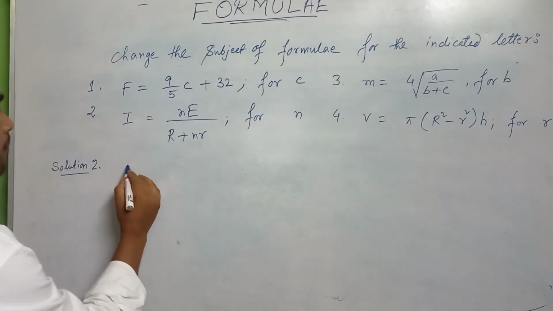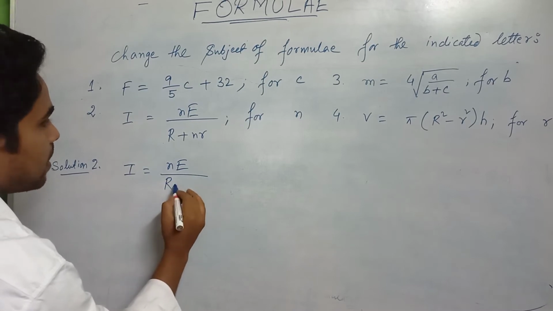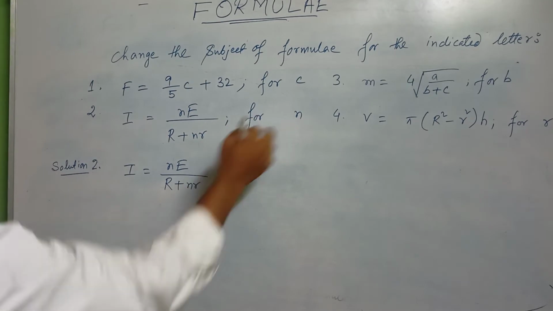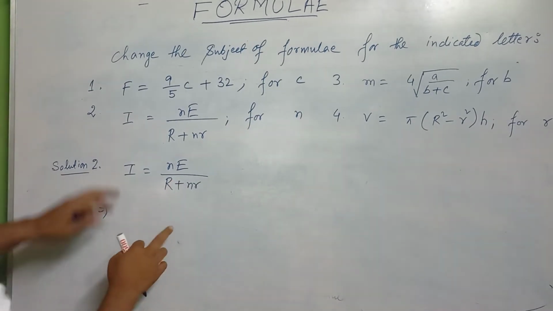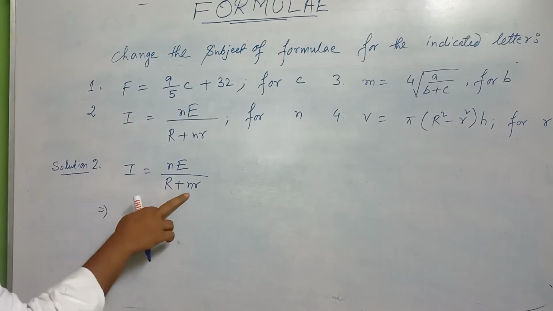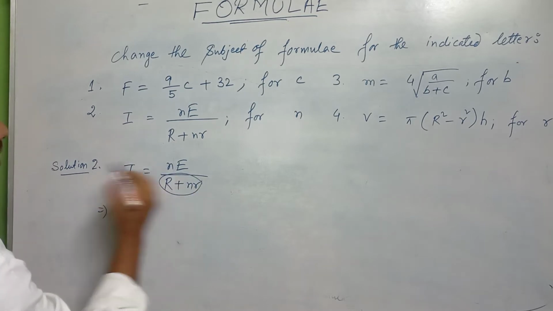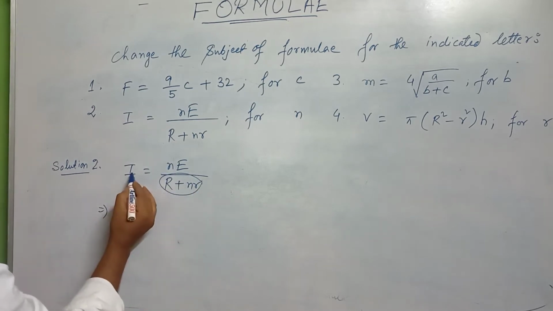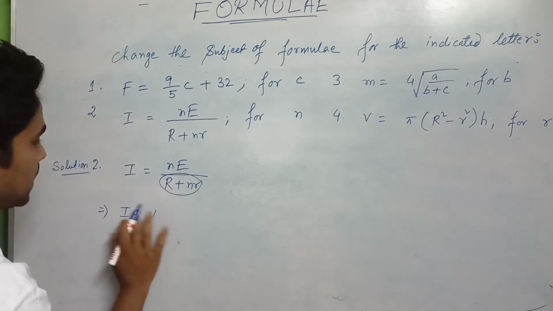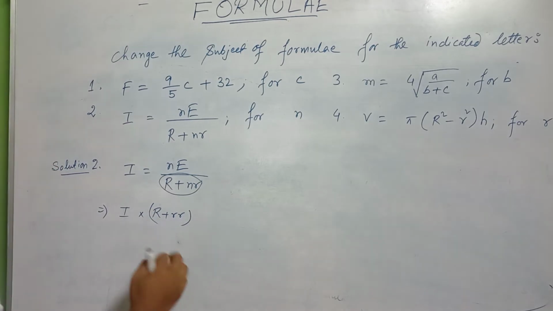Solution 2, I equal to nE by capital R plus small n r. We need to find out n, small n. So look, here is n and here is also n. So what to do first? First you have to shift this denominator over to the left hand side. So I into R plus n r. It is actually called cross multiplication.